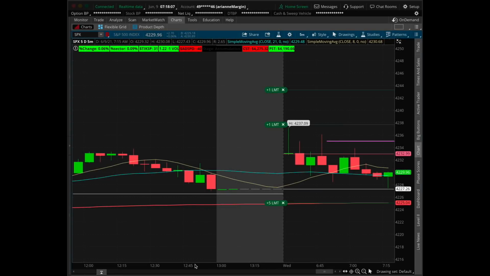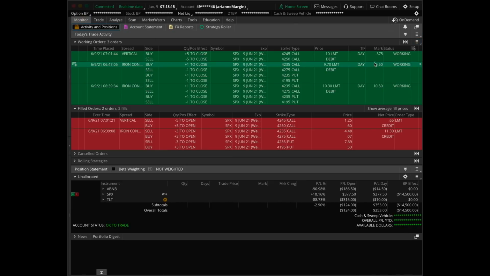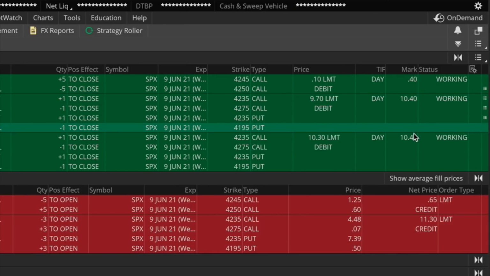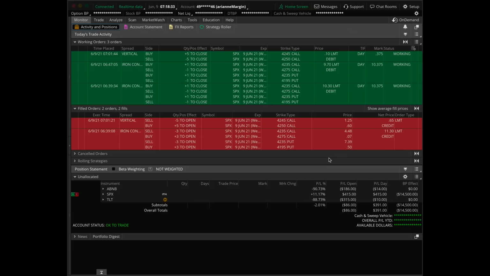All right, it's 7:20 Pacific Standard Time, and I've been in my call credit spread about 20 minutes. I put on there that purple line is where my Ironfly short strike is. This is how my trades look. You can see that my call credit spread is doing great. It's already decayed to 40 cents, and my other Ironfly orders are still working, but pretty close to filling. If you look at that $10.30 limit order, I'm right there. So it should fill any minute.